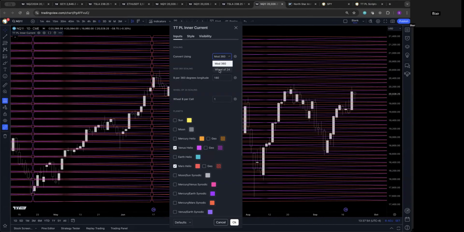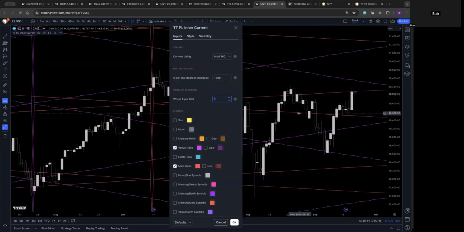But we want to use the wheel of 24. All right, so mod 360, now because there's two conversion methods in this one script, there's two sort of scaling values, all right? So mod 360 scaling is set here as per usual, and if I want to change it to 1800, then that'll increase the spacing here, and now it's a little bit more legible.